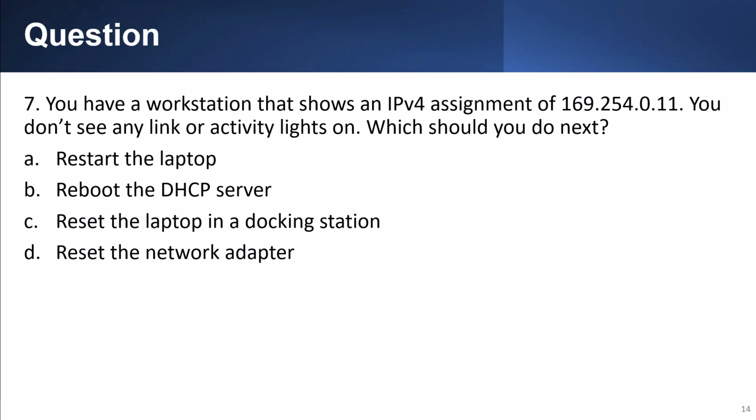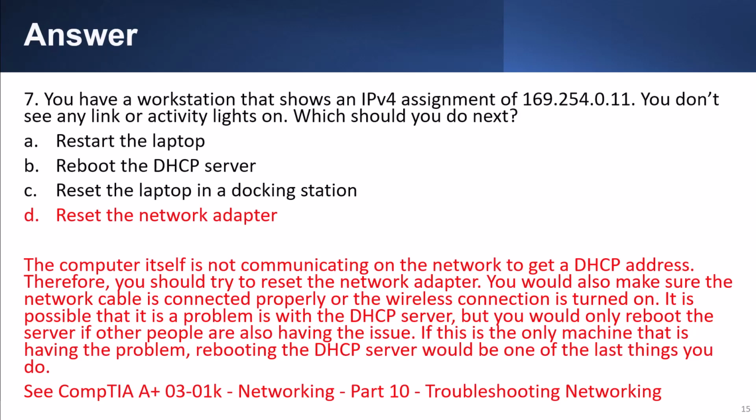Question 7. You have a workstation that shows an IP version 4 assignment of 169.254.0.11. You don't see any link or activity lights on. What should you do next? Answer: reset the network adapter. The computer itself is not communicating on the network to get a DHCP address. Therefore, you should try to reset the network adapter.